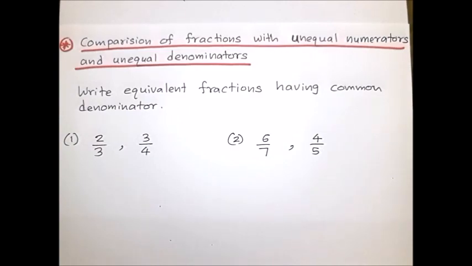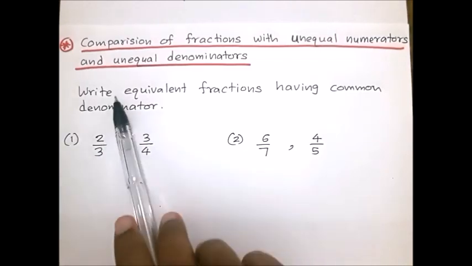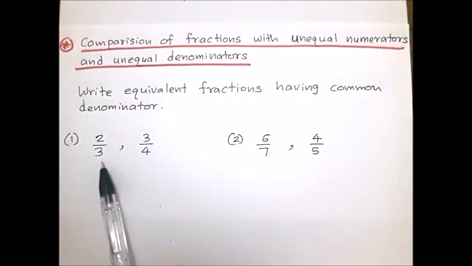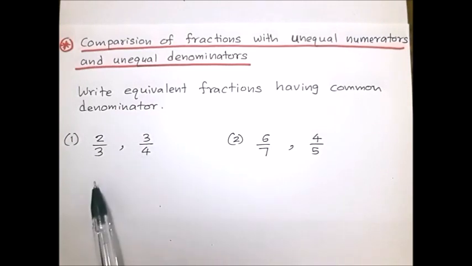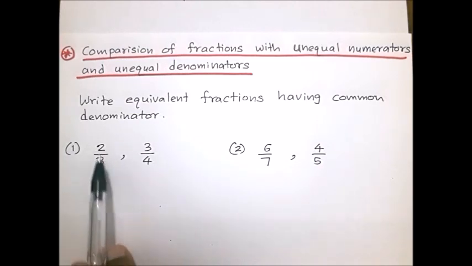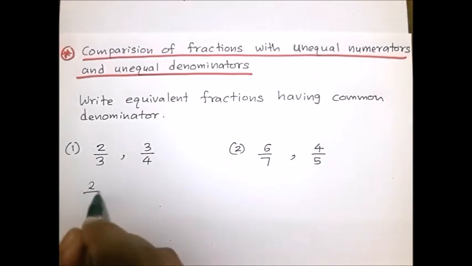Now you have to learn to compare fractions with unequal numerators and unequal denominators. You can see here numerators are unequal, denominators are also unequal. What you have to do? Write equivalent fraction having common denominator. First you have to convert this into a common denominator. In this example, what is the common denominator? You can take 3 multiplied by 4, it is 12. So convert this denominator into 12. You have to multiply it by 4. Multiply both numerator and denominator by 4.